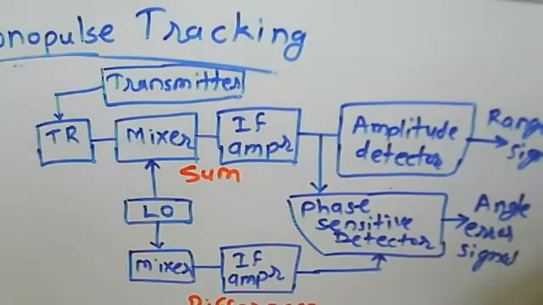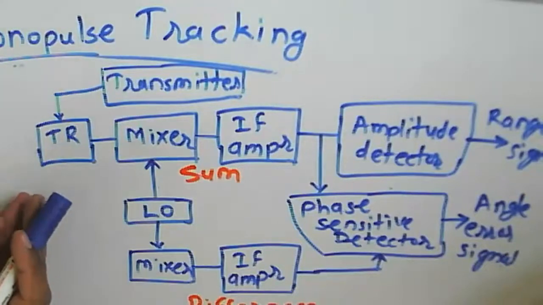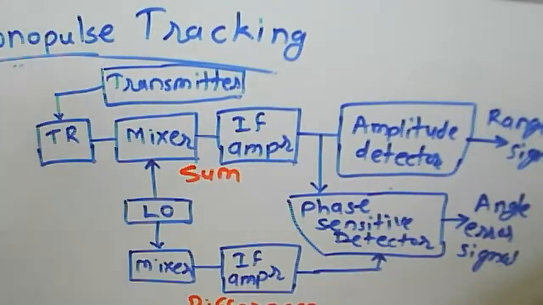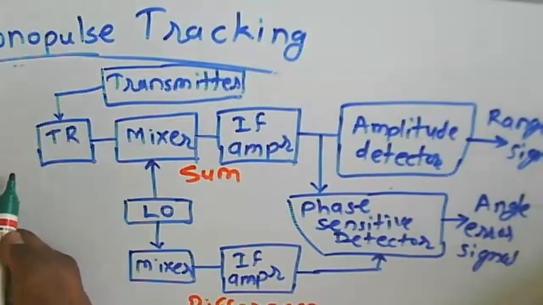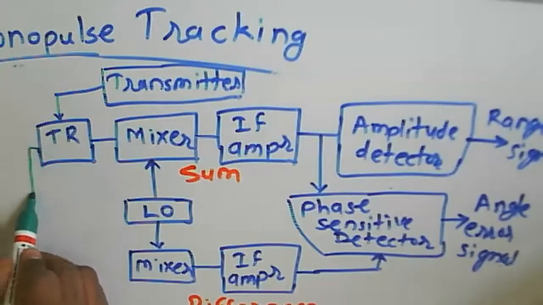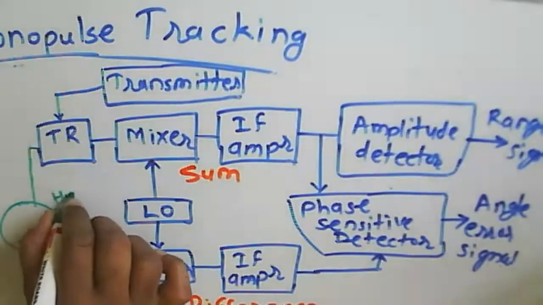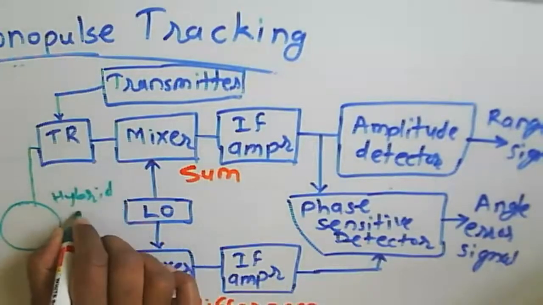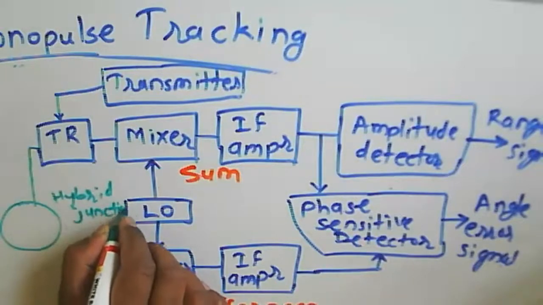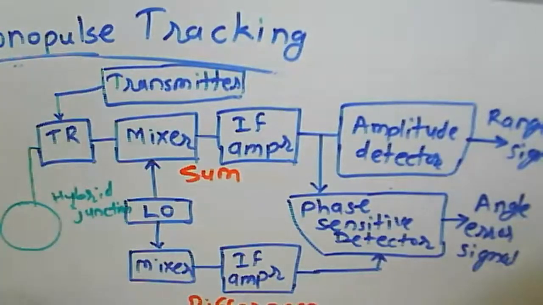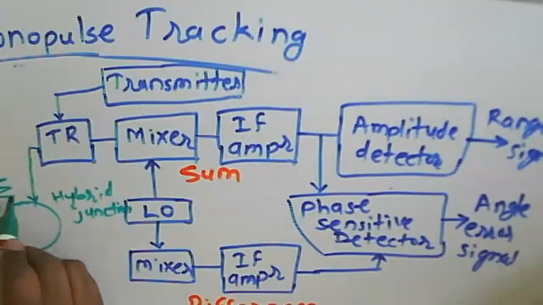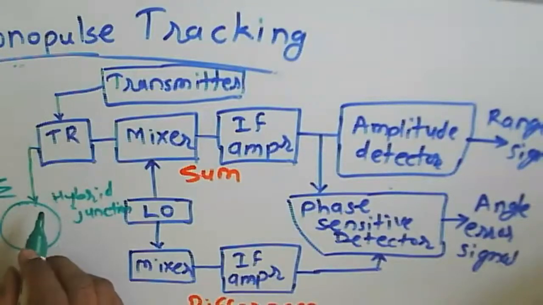Now we need an antenna feed here. From this transmitter receiver feed we are supposed to use a hybrid junction. Hybrid junction means a magic tee. For this hybrid junction we get a signal that is the summation signal.